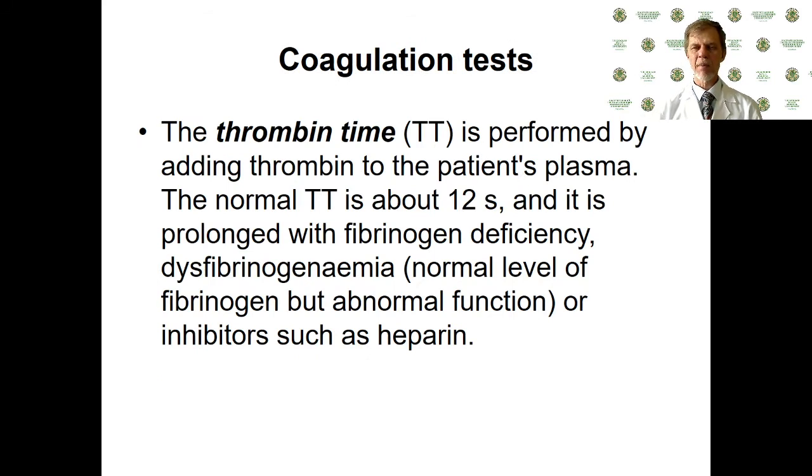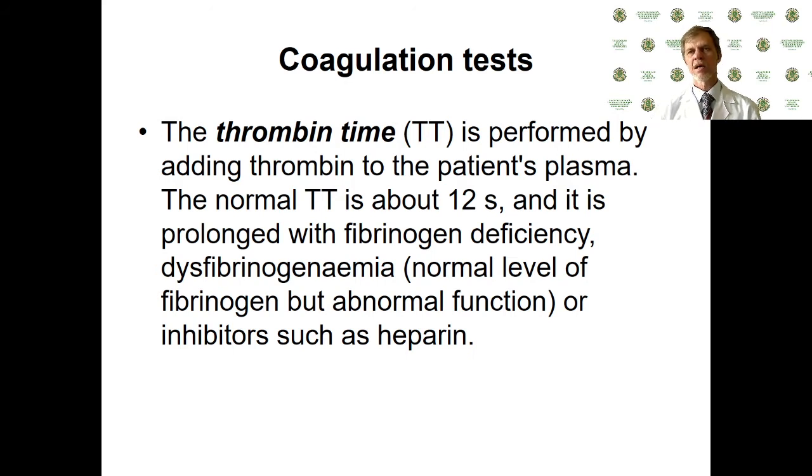Thrombin time. Remember I told you about prothrombin time. And now thrombin time. This is another similar test, but in case of thrombin time, instead of thromboplastin, we add thrombin to the patient plasma. Normal thrombin time is 12 seconds, prolonged with fibrinogen deficiency.